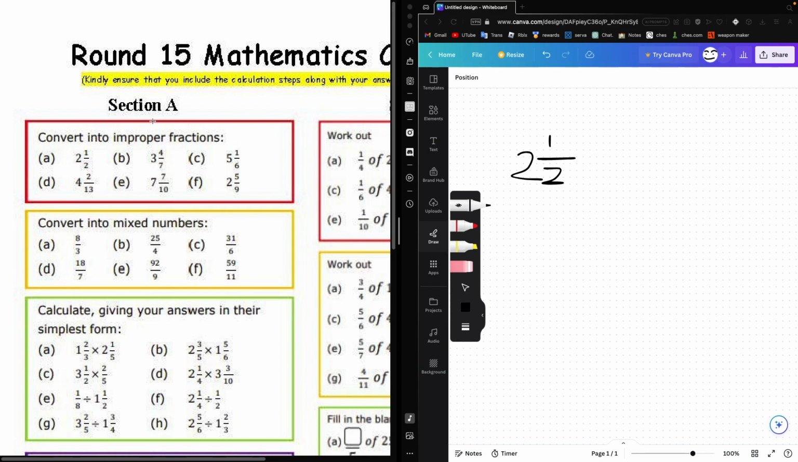We're going to start with section A, convert into improper fractions. Okay, 2 and 1/2. First we make the whole number times the denominator. So 2 times 2 is 4. Then we take the answer and add it to the numerator. So 4 plus 1, 5. And then we keep the denominator 2. Very simple.